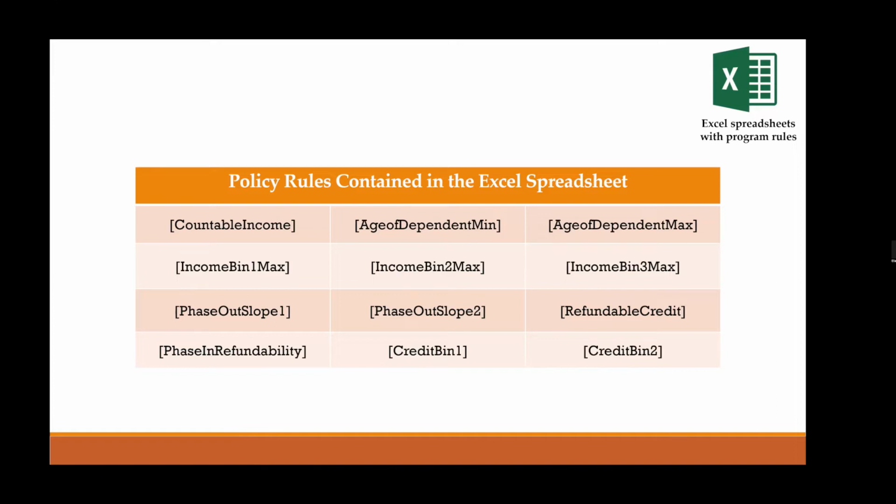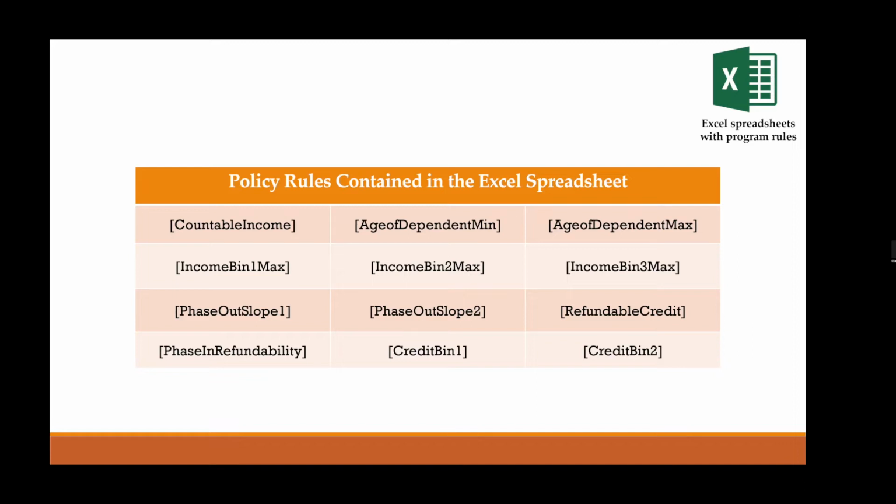So what income counts towards eligibility, for example? This is a countable income field. What are the age limits? What are the income limits for the program? How does the credit phase out? What portion of the credit is refundable? What is the dollar value of the credit? All of these parameters are specified in the Excel PRD file. So if you're just interested in knowing what the countable income is, for example, you can open the Excel file and easily retrieve this piece of information.